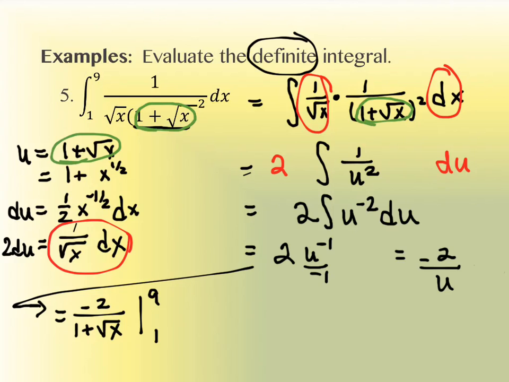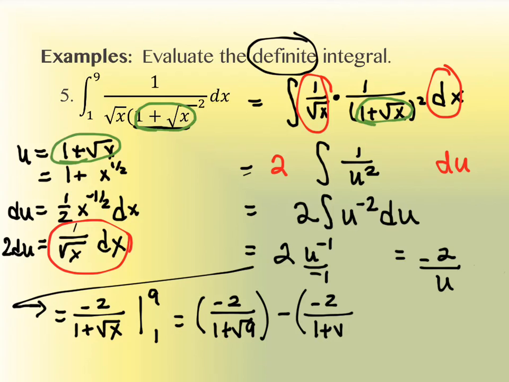Because you see that 9 and that 1, those are values that apply to x, not to u. So they have to actually be used in place of the x's, once the x's are present again. All right, so I'm going to evaluate this with the 9 plugged in. So this is negative 2 over 1 plus the square root of 9 minus negative 2 over 1 plus the square root of 1.